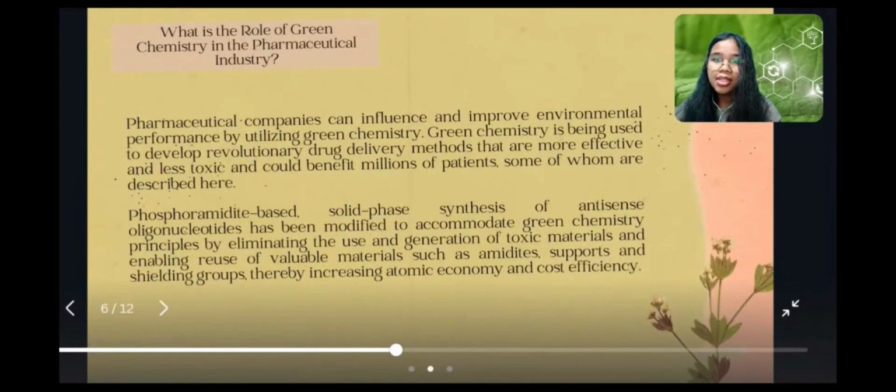Phosphoramidite-based solid-phase synthesis of antisense oligonucleotides has been modified to accommodate green chemistry principles by eliminating the use and generation of toxic materials and enabling the use of valuable materials such as amide support and leaving group, thereby increasing atom economy and cost efficiency.